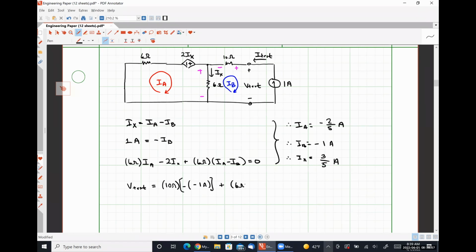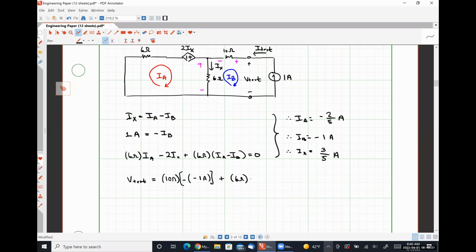And then the voltage drop over my 6 ohm resistor, positive polarity on top, is going to be 6 ohms times, we could either call it IX or we could call it IA minus IB. Right? Voltage drop over the 6 ohm resistor. So let's just call it IX for simplicity's sake, since we already know what that quantity is. So that's 3/5 of an amp.